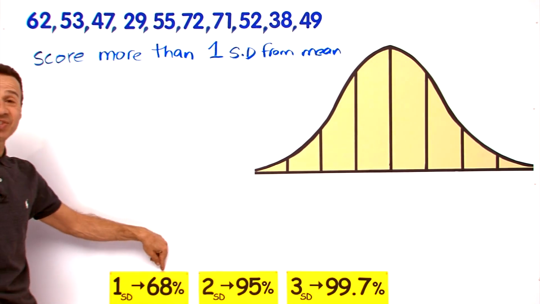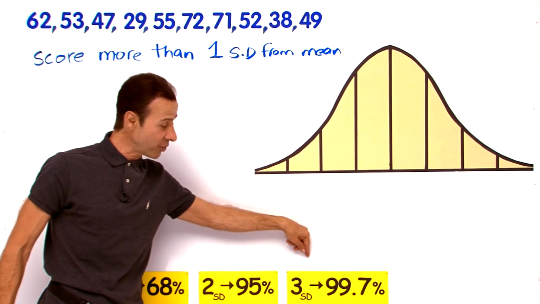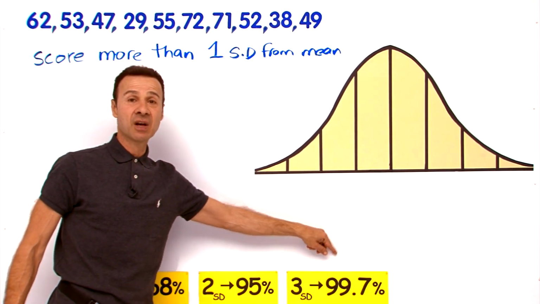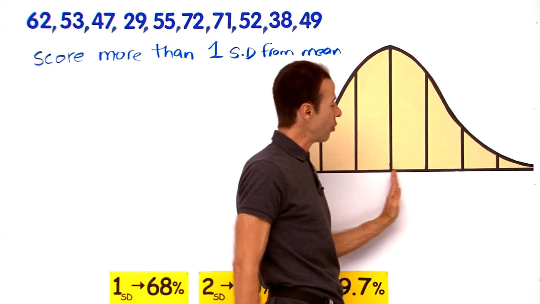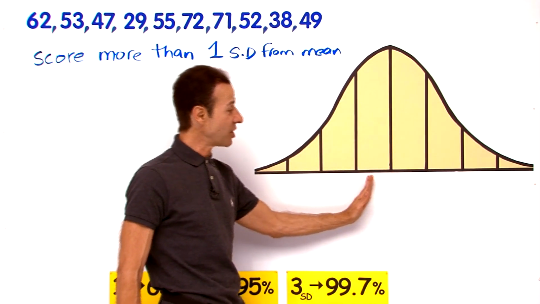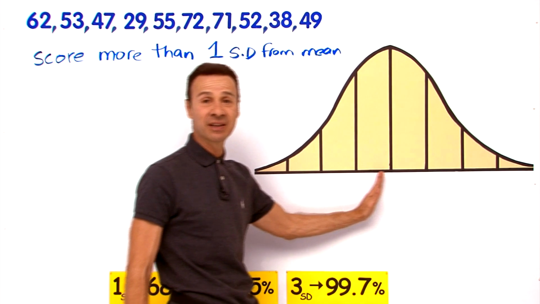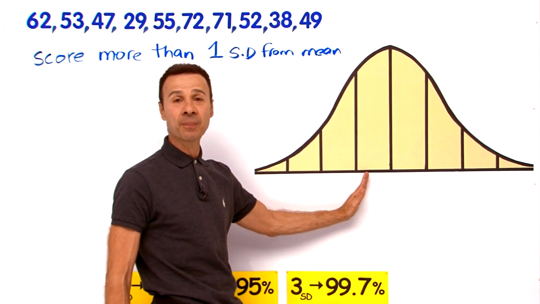One standard deviation is 68%, 2 standard deviations is 95%, and 3 is 99.7. So we're working with one standard deviation, so we start off right here and we go one standard deviation above and one standard deviation below. So that's the horizontal distance, the standard deviations between above and below the mean.